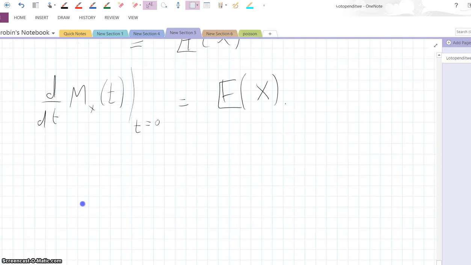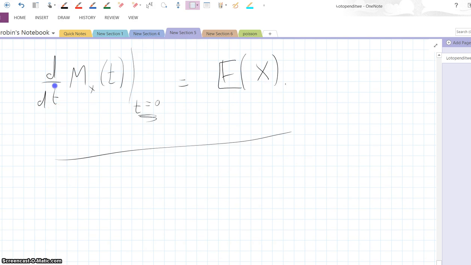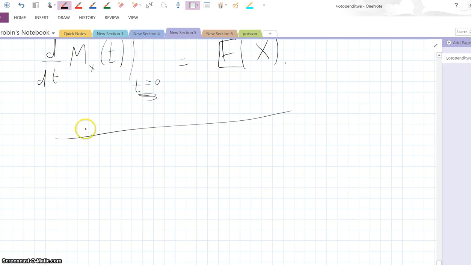Right, what have we got? We've got this nice thing here where if you differentiate the moment generating function with respect to t and evaluate it at t equals 0, you get the expectation. Now I'm just going to remind you of something that we did minutes ago.